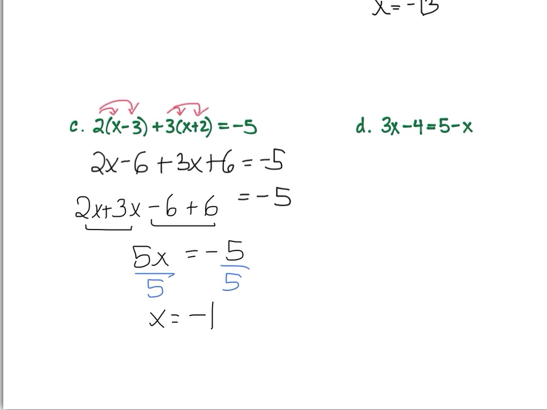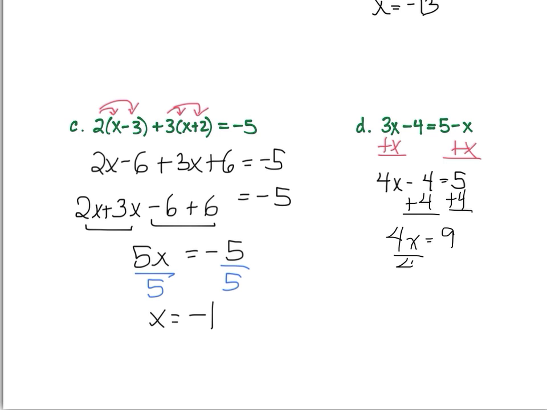Last but not least. So what we're going to do is bring all of our variables to one side. So I'm going to add an x to both sides so that I end up over here with 4x minus 4 equals 5. And now I'm going to isolate my variable. So I'm going to use my inverse operations again, remember, and add 4 because I do my addition subtraction first. So I get 4x equals 9, and then divide both sides by 4. And x equals 9 over 4.